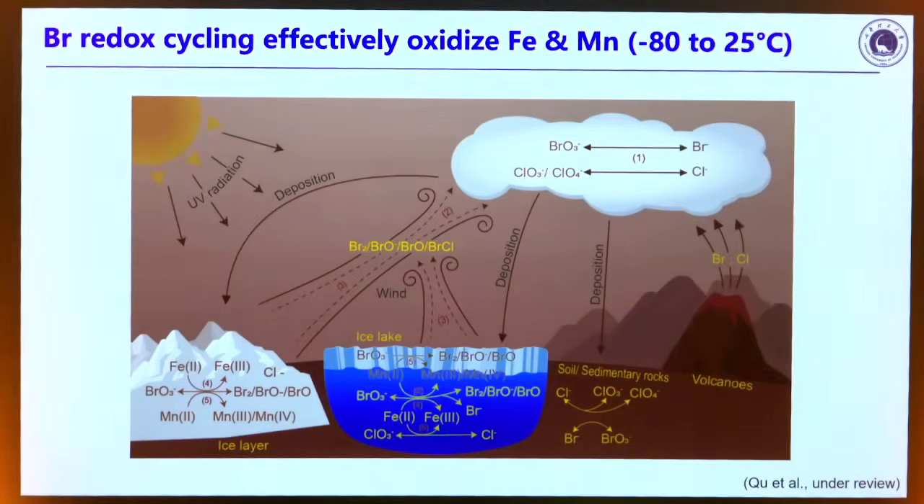And another thing relevant to the halogen redox is that we know that bromate is very active, and it can interact with the magnesium and the iron. And our experiment under freezing conditions also shows that bromate can effectively oxidize magnesium and iron even at -80 degrees Celsius.